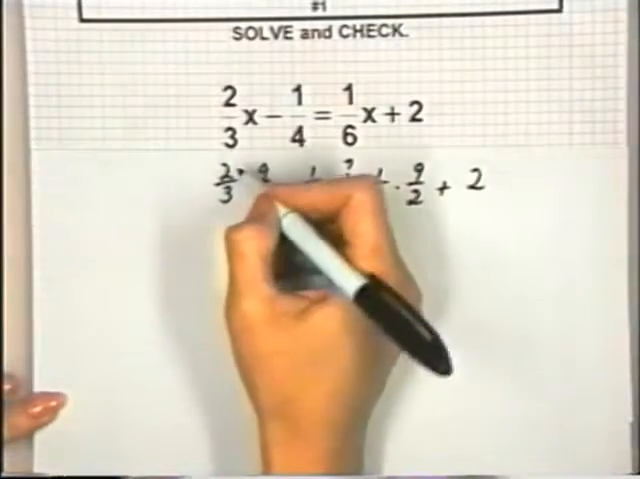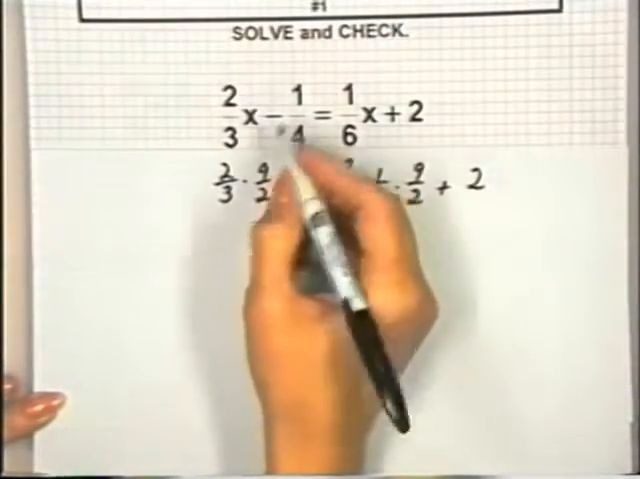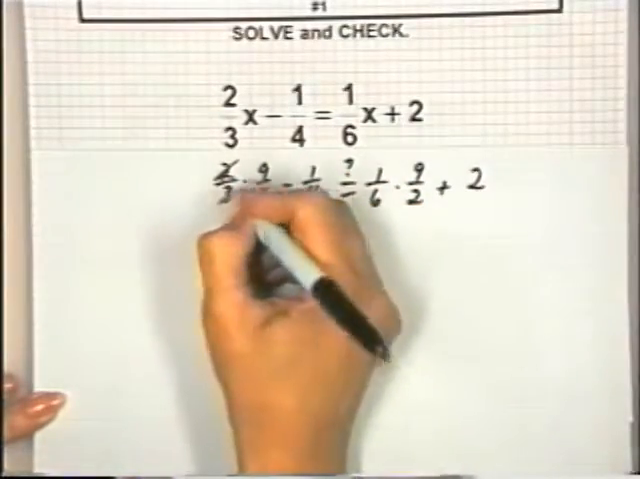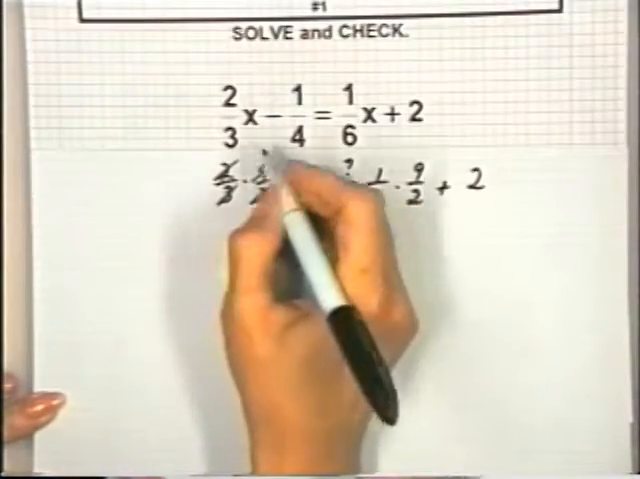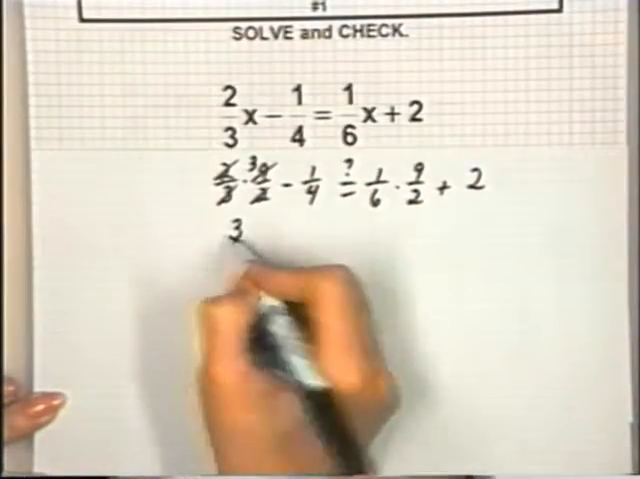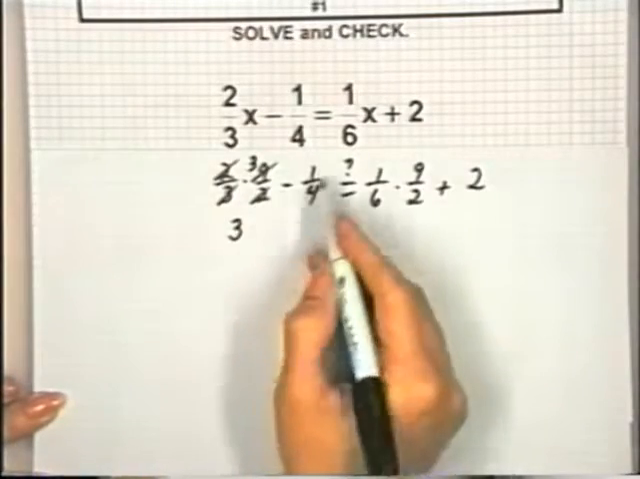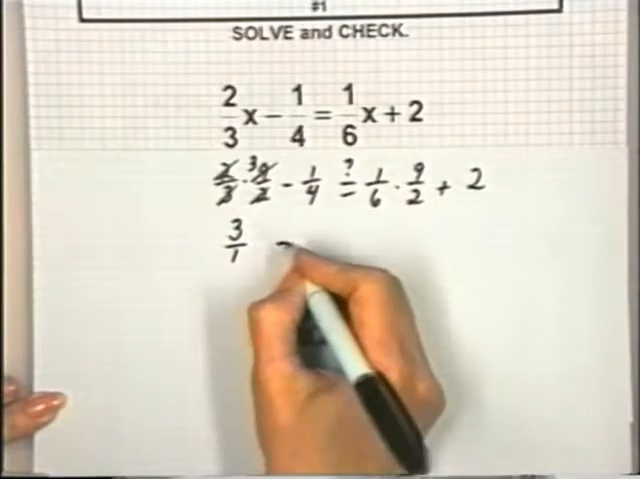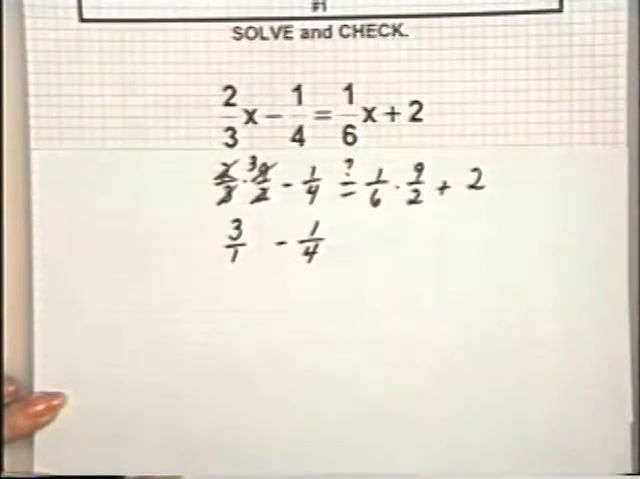On the left side, when I multiply 2/3 times 9/2, 2 goes into 2 once, 2 goes into 2 once, 3 goes into 3 once, 3 goes into 9 3 times. I'm left with 3 over 1, or 3. I need to take this 3 and subtract 1/4 from it, so I'll write the 3 as 3 over 1 minus 1/4.